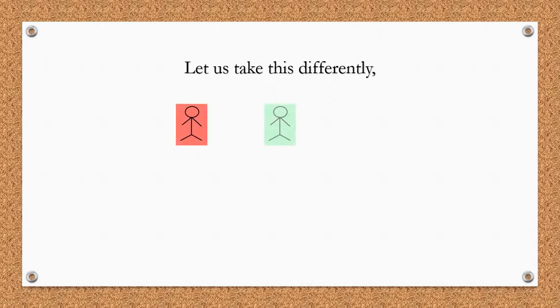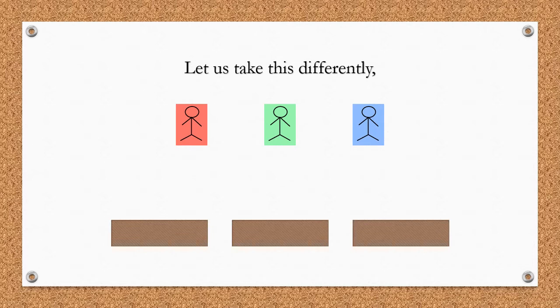But let us take this concept a bit differently. I have R, G, and B, and these are the three seats in which I am going to make them sit. There are three friends and three seats. Let's take this one seat, the first seat. If I want one of these three to sit here, the number of options I have is 3. So there are 3 options for sitting in this first seat.